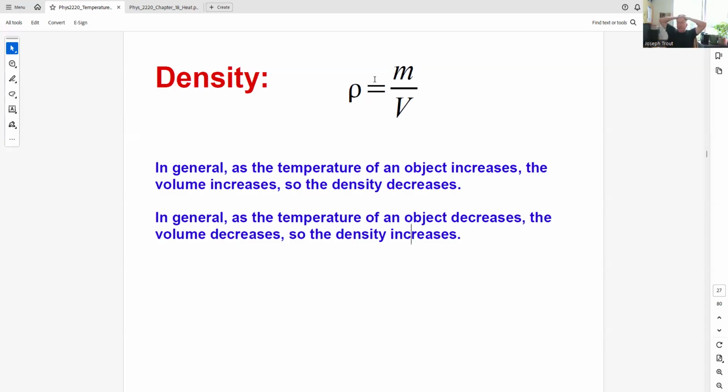If you remember our talk about buoyancy, if the density of the object is greater than the density of the fluid, it'll sink. And if the density of the object is less than the density of the fluid, it'll try to float.